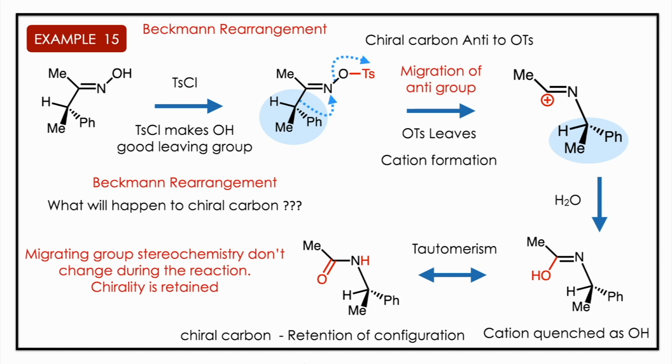Then the cation is attacked by H2O, that is OH minus. You form enol there. Then the enol is converted into ketone by tautomerism. End up with amide there. Here the interesting thing is the chiral carbon doesn't change its configuration, stays as it is. The concept you have to learn here is, since the Beckmann rearrangement has the possibility of a concerted mechanism, the chiral carbon doesn't change its configuration.